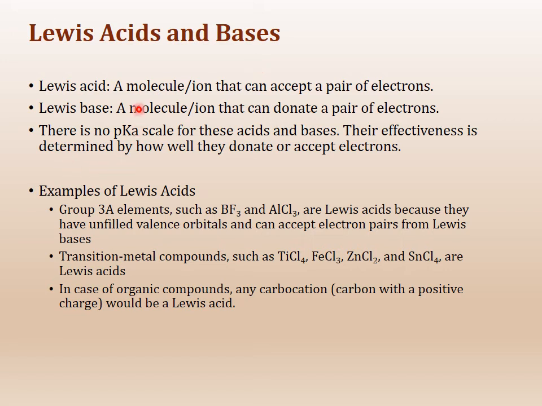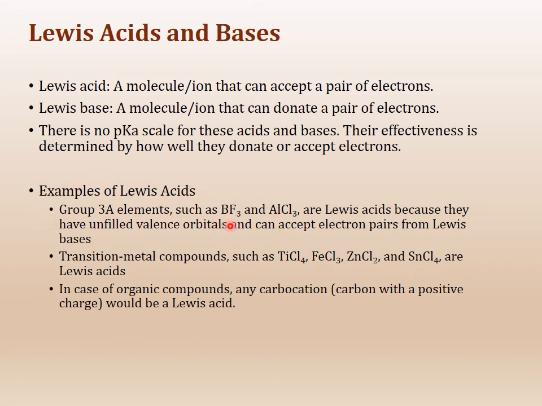There is no pKa scale for these acids and bases because there is no proton donation going on, and so you cannot calculate how many electrons are in solution and so on. Their effectiveness is measured only by how well they can donate or accept an electron. Sometimes they're slightly better than the others just because they are more in need of an electron or more capable of giving an electron. Examples of Lewis acids are group 3 elements.